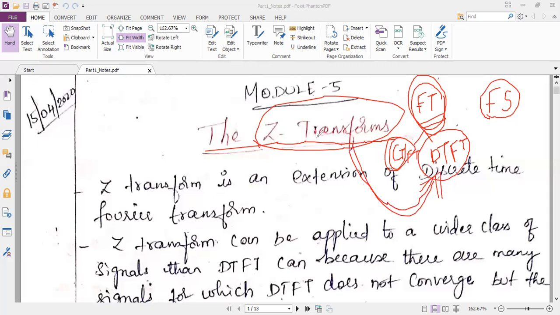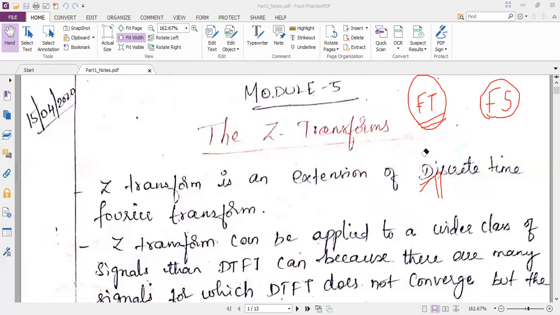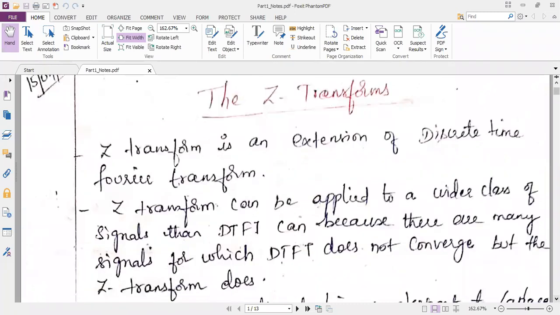The first point about the Z transform is that it is also a transform used to convert the time domain signal into a frequency domain signal. But the difference with respect to the Fourier transform is that it is a higher version of DTFT. You can ask me a question: why should we go for a higher version of the Fourier transform? Because we have some problems in the existing DTFT. Those problems can be overcome with the help of the higher version of DTFT called the Z transform.